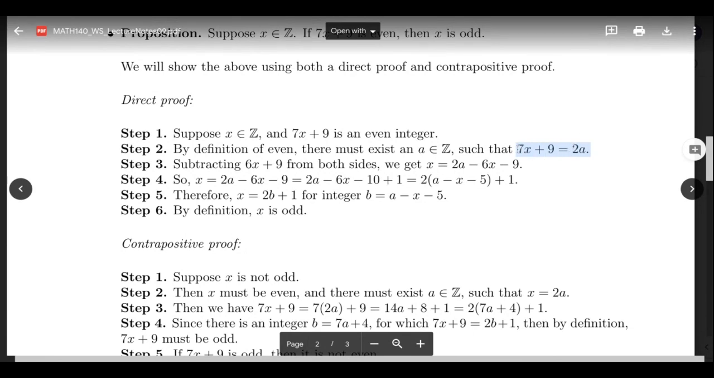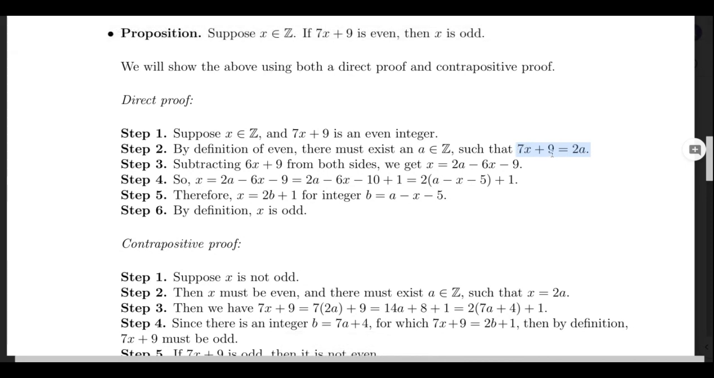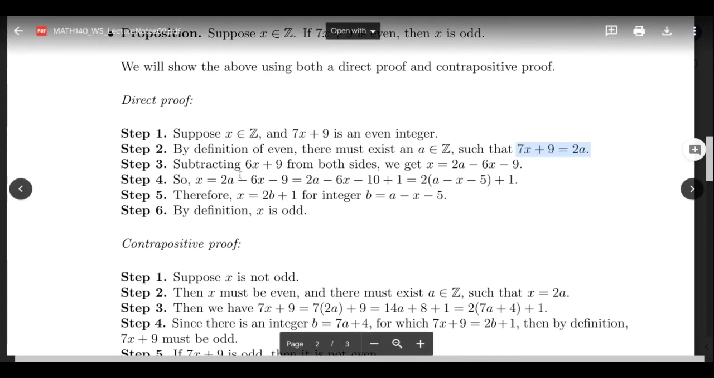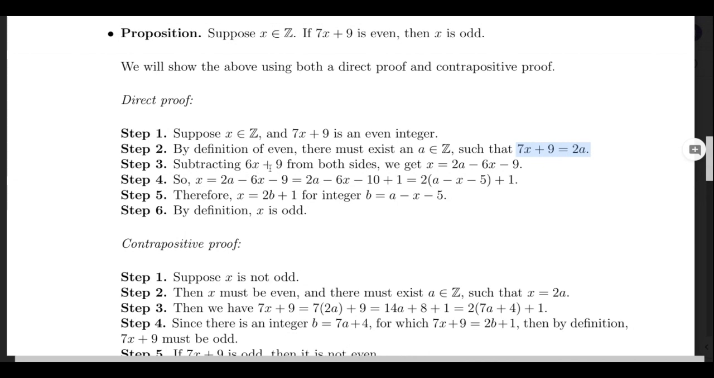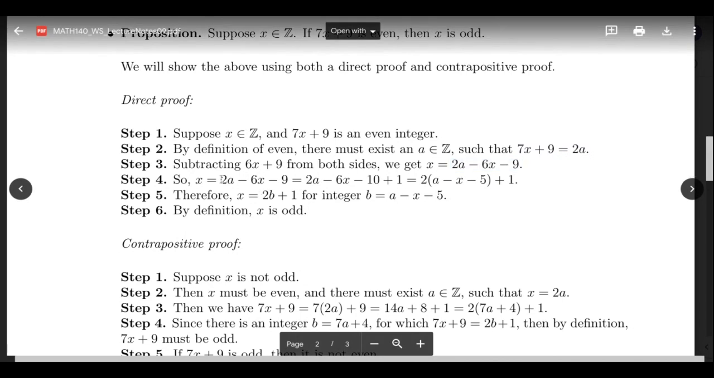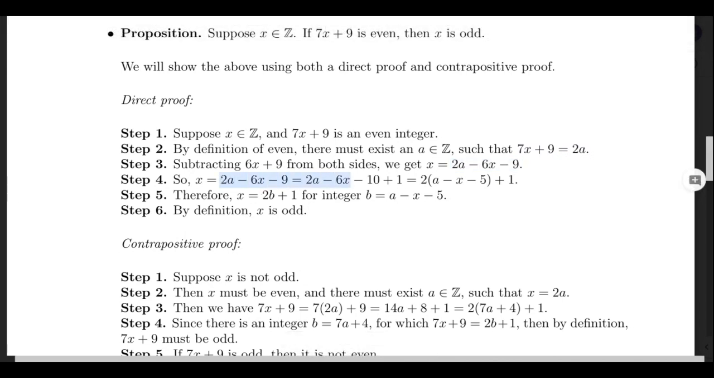So that means 2 divides 7x plus 9. Subtracting 6x plus 9 from both sides, we get x equals 2a minus 6x minus 9. So let's rewrite the x term. Let's write it as 2a minus 6x minus 10 plus 1. Minus 10 plus 1 is still minus 9, right?